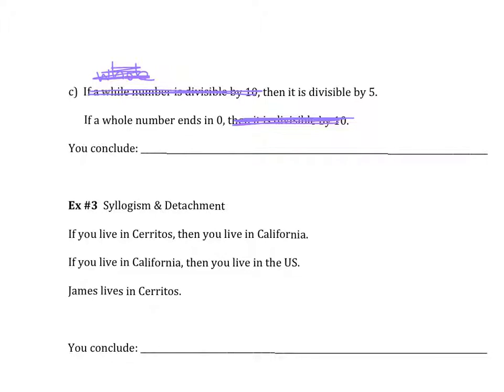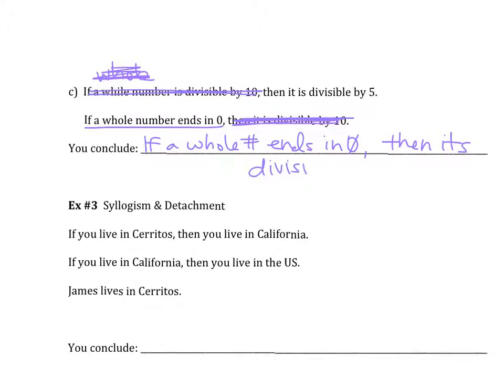Right. So here's the deal. It's in a different order, right? You always want the if and then the then. It just makes more sense that way. So even though the if statement came second, you're going to write it first. So we're going to say if a whole number ends in 0, then it's divisible by 5. So that's law of syllogism. Take out the 2 that are the same, and you should be left with an if-then statement that you can make your conclusion.